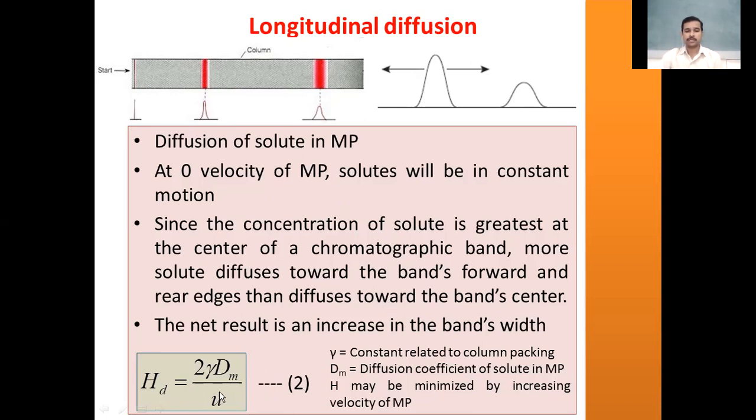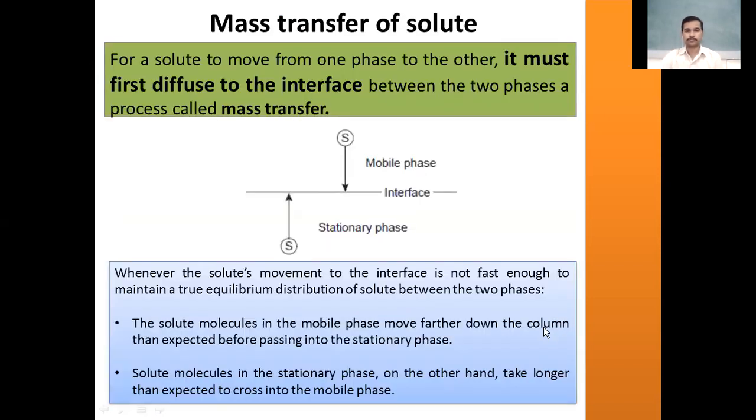Let me call this equation number 2. Due to the longitudinal diffusion, the band broadening takes place, and the mathematical expression due to longitudinal diffusion can be written as H_D is equal to 2 into gamma D_M divided by U. Let me call this equation number 2. Then the other term is mass transfer of solute.